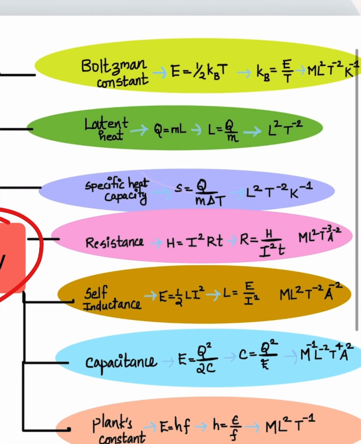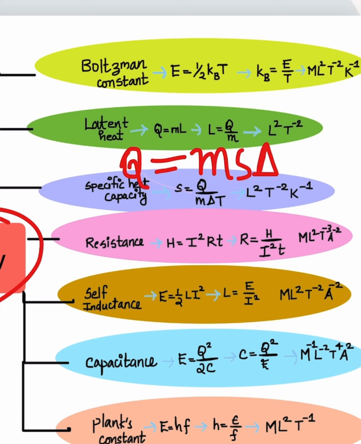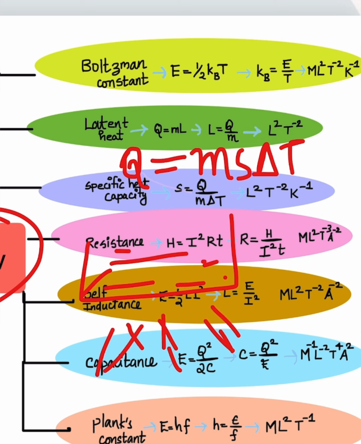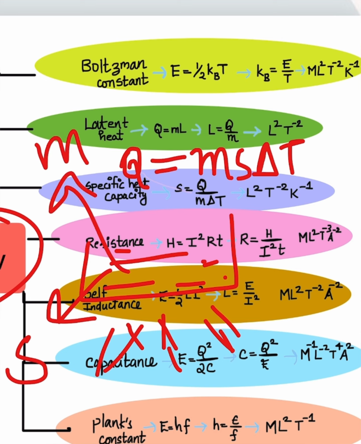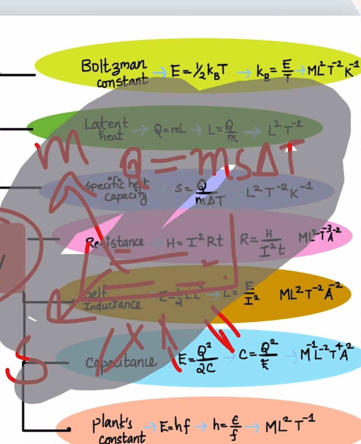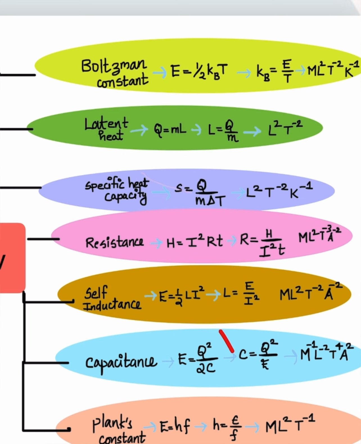And then specific heat capacity, S is equal to Q divided by M delta T. Q is equal to mS delta T. When we are heating water, if S is the specific heat capacity of water, there is a temperature change, M is the mass of water, and Q is the amount of heat, then Q is equal to mS delta T. So S is equal to Q divided by M delta T. From that we can find ML²T⁻² divided by M, delta T in Kelvin.